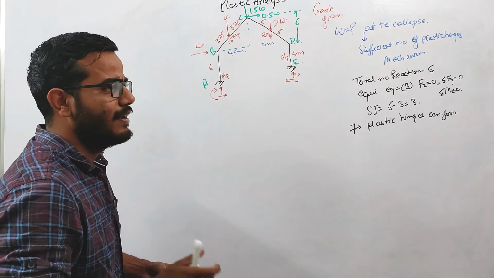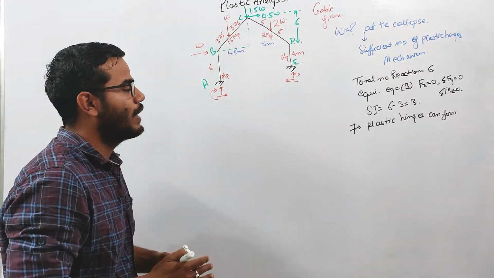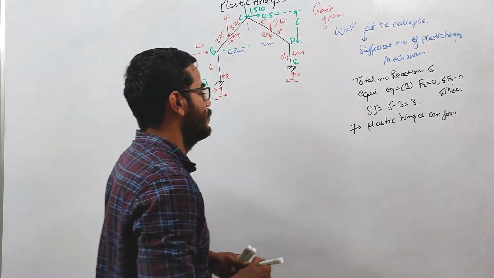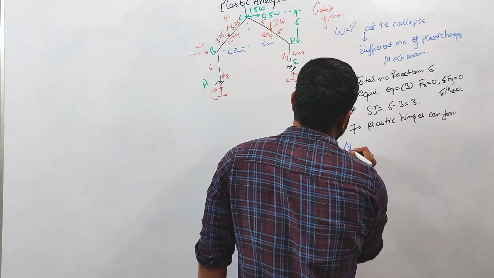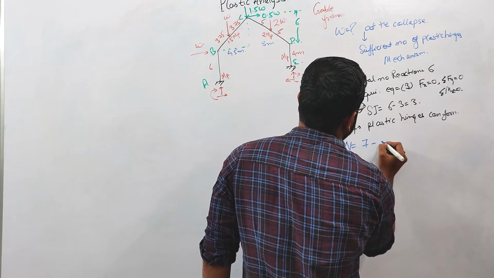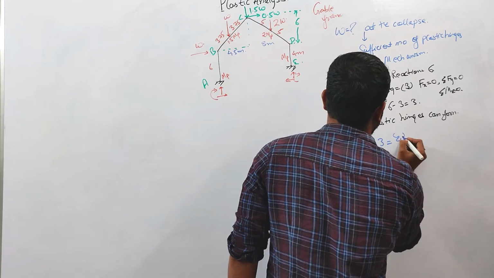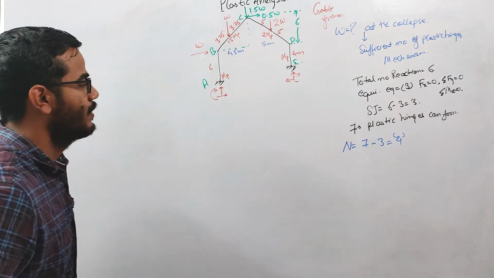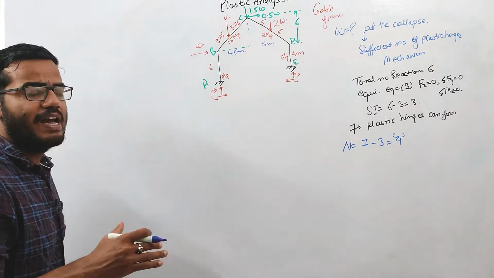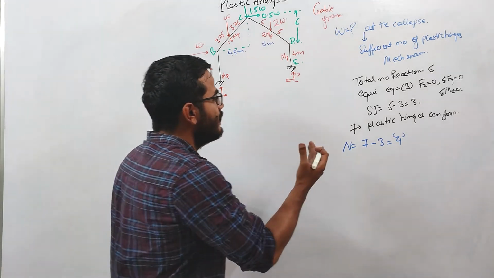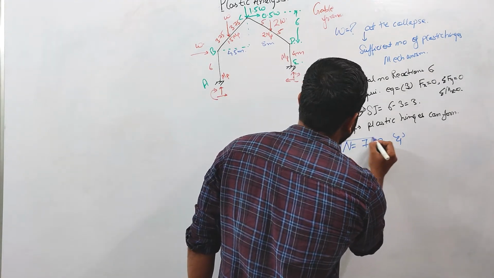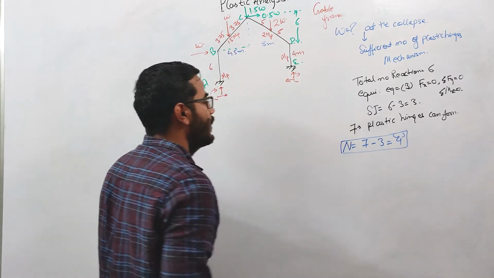The purpose of this is to calculate the number of independent mechanisms. The number of independent mechanisms will be 7 minus 3, which equals 4. First we calculated the static indeterminacy, and then with the help of that, we calculated the number of independent mechanisms.